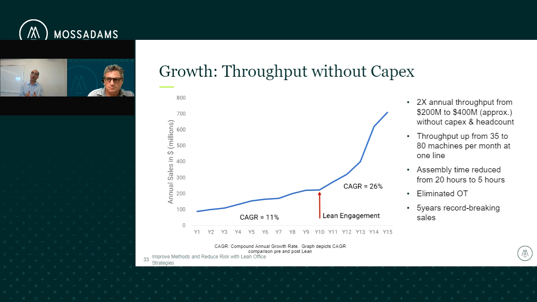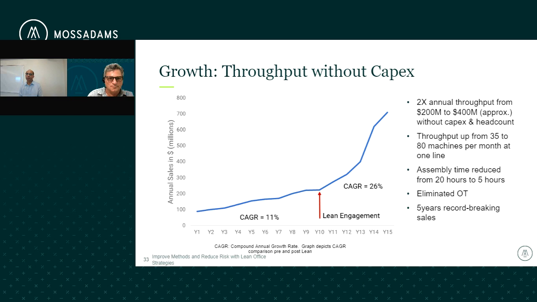So what does lean do? It helps you grow without capex. It increases throughput without capex. It grows the people. It mentors the people without capex. People are the biggest asset of the company. That's why you want them to grow, and using that intellect is where the lean office comes in.